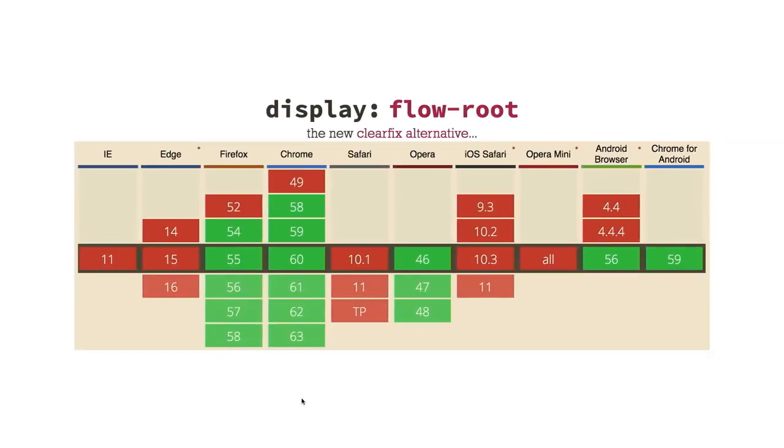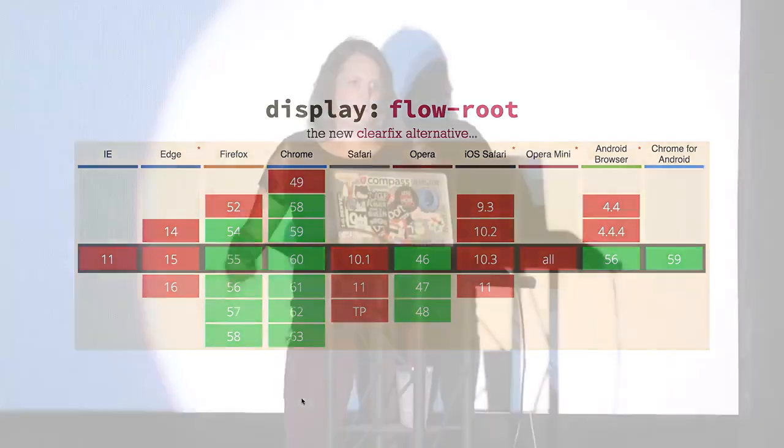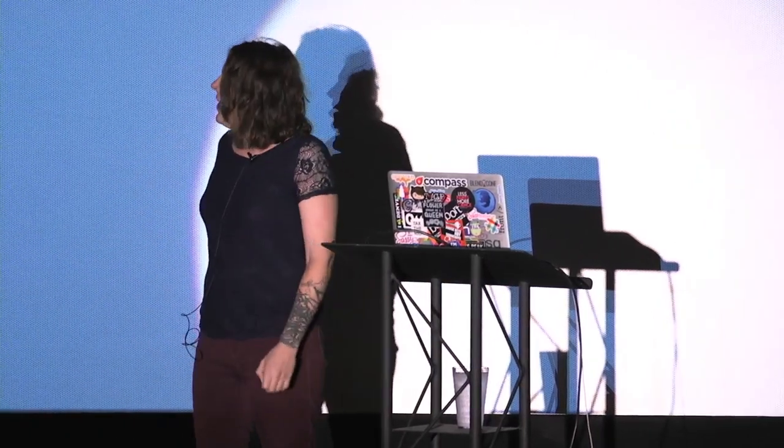We now have display flow root, which is like clear fix built into the browser. And by we now have, I mean there's no chance you're using this in production, and keep using your clear fix. I don't know, it's great that now that we're using floats less, we finally have a spec way to actually deal with them.